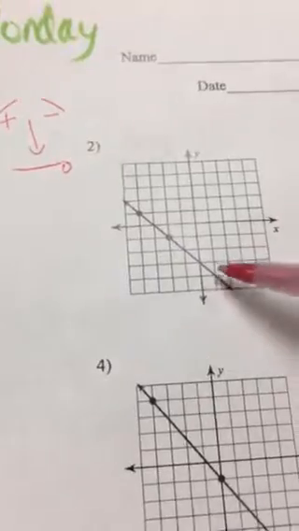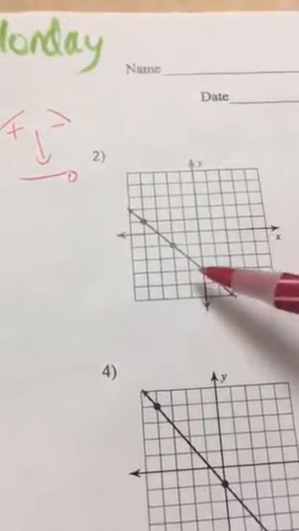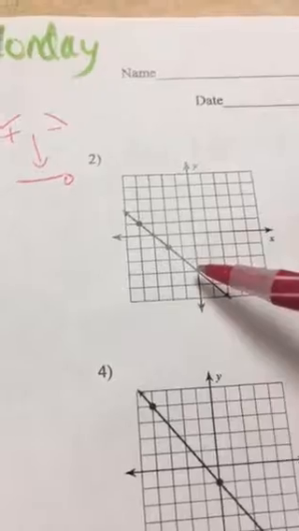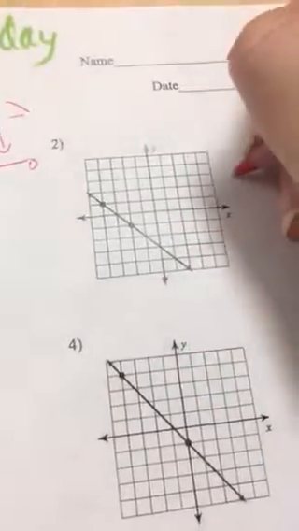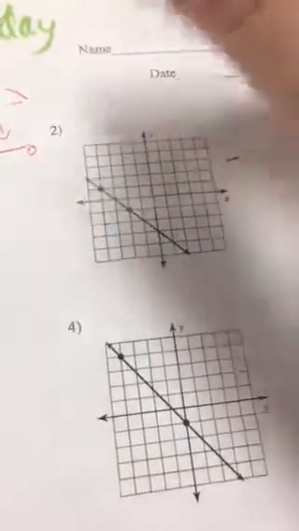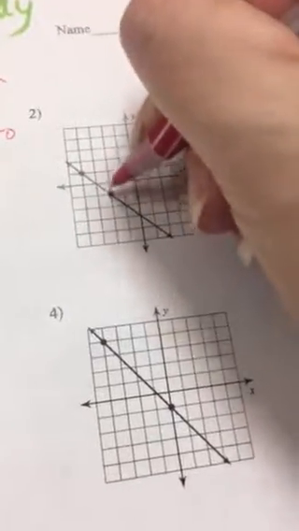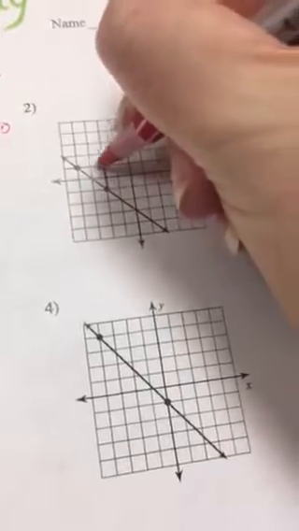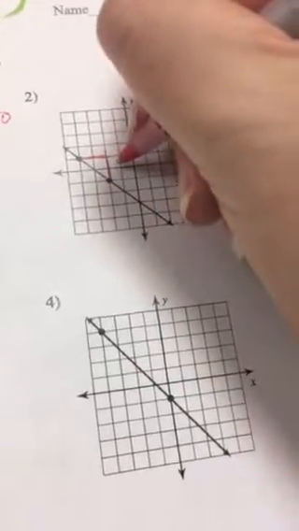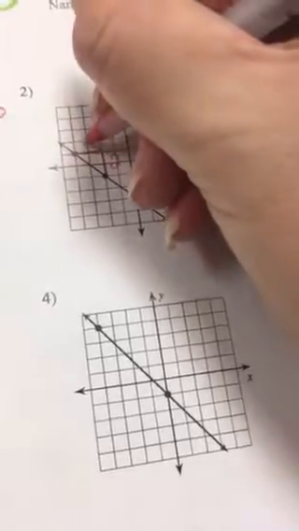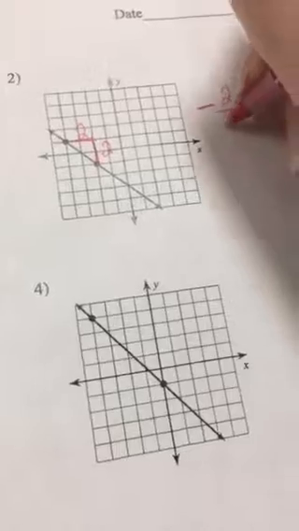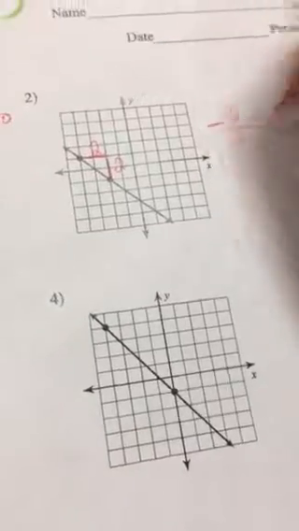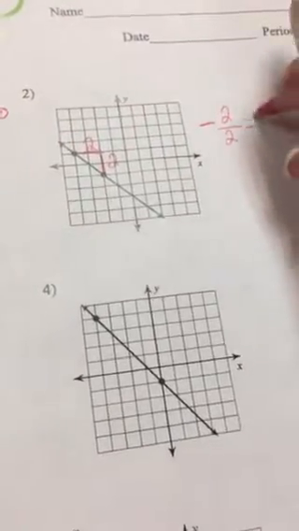So now looking at number 2, would this slope be positive, negative, 0, or undefined? Yes, hopefully you would have said negative. Now to calculate the actual slope, I'm going to find my 2 points and I'm going to calculate the rise over the run. So here I'm going up 2 and over 2. So my slope would be negative 2 over 2, which is the same as negative 1.